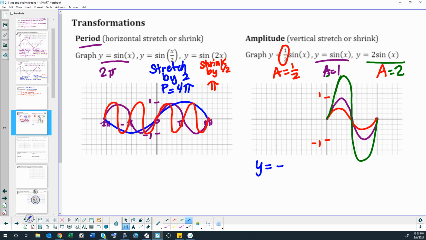So let's do y equals negative sine x. We'll just do one that goes upside down. It starts getting really messy, which is why I like using colors to help you see that. So the negative is a reflection upside down.